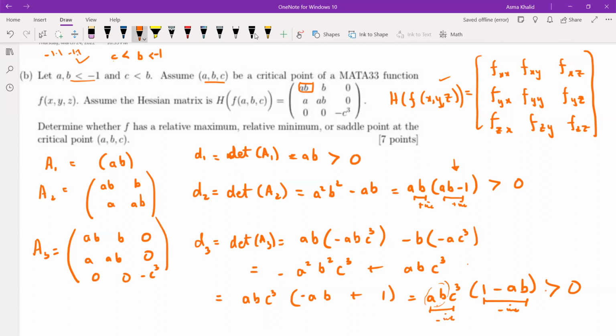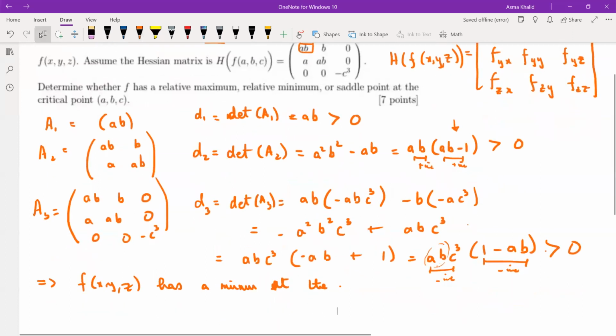What happens? We have done much theory in class. So what happens in this case when D1 is greater than 0, D2 is greater than 0, and D3 is greater than 0? You conclude that your function f has a minimum at the critical point (A, B, C).